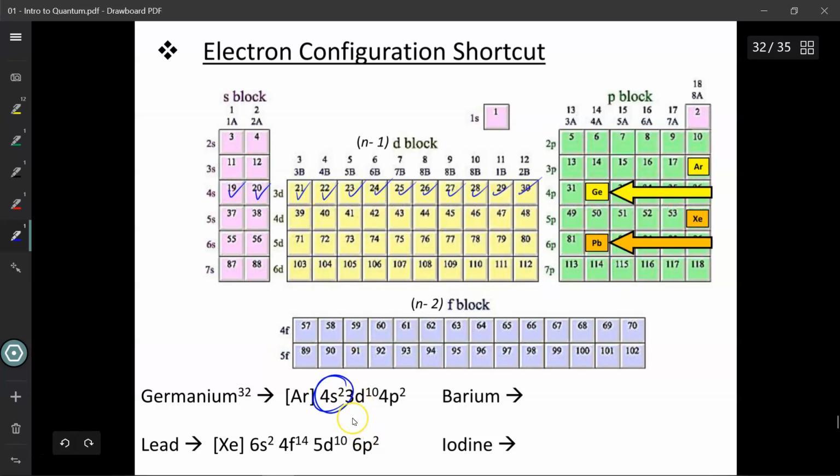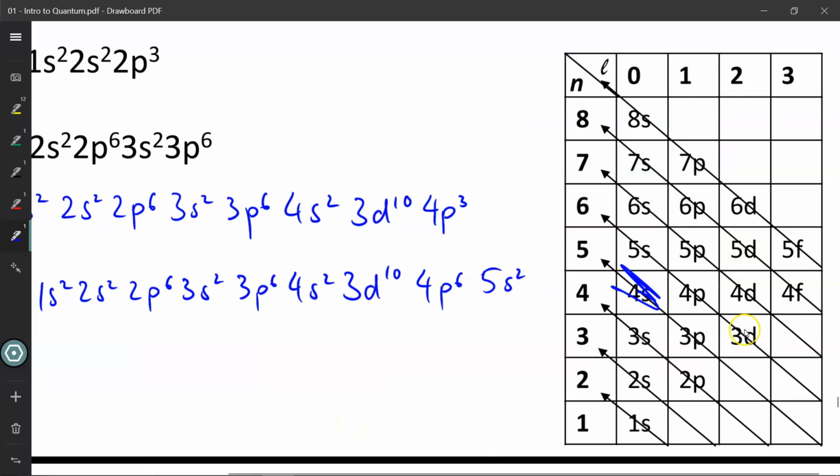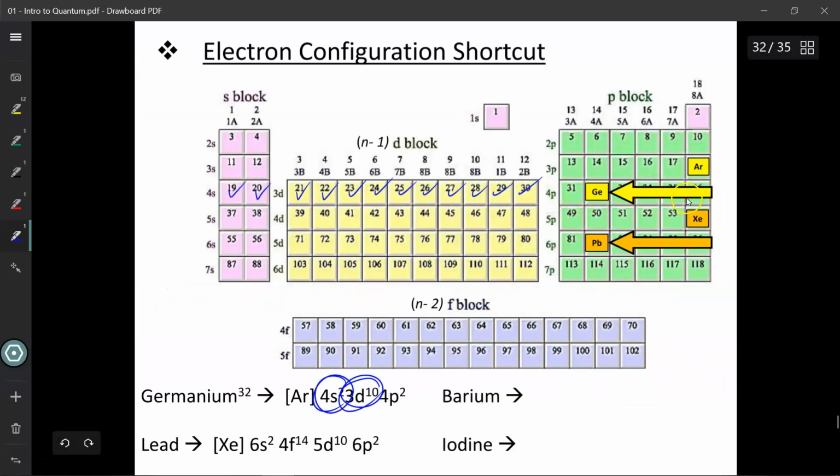So I'm going to write down 3d10. Cross out 3d10. Next is 4p. Now I don't need all the p orbitals, just the first two, 4p1 and 4p2. And there is my electron configuration for germanium. So we just write down argon, 4s2, 3d10, 4p2, and that is the shortcut method instead of writing out all these other electrons before that. Instead, we can start from the noble gas that was prior to that element.